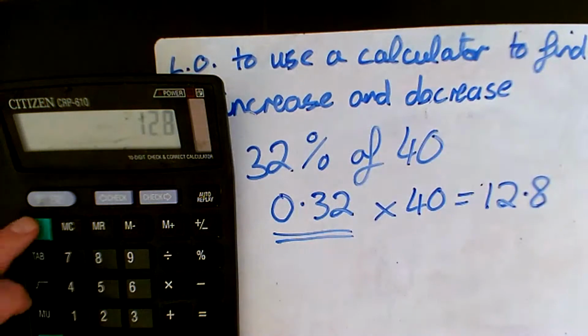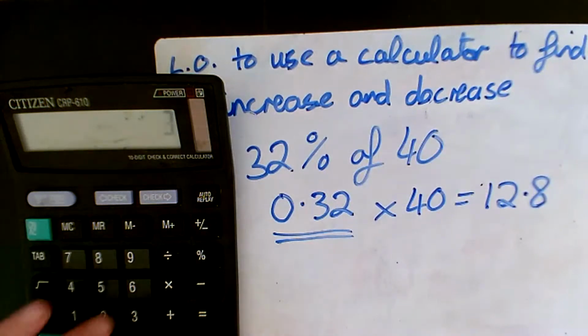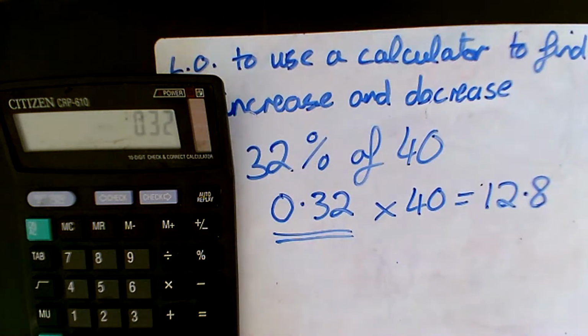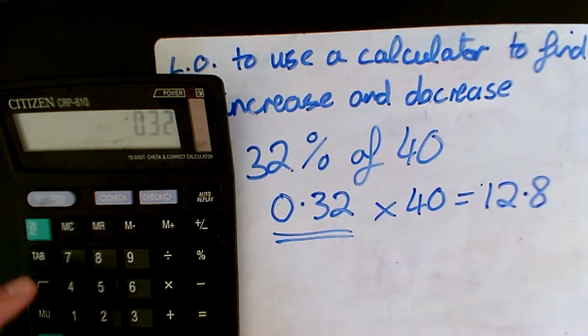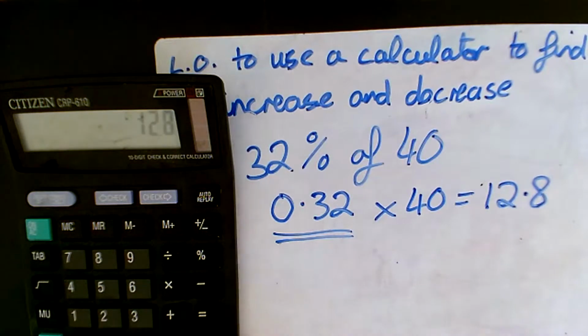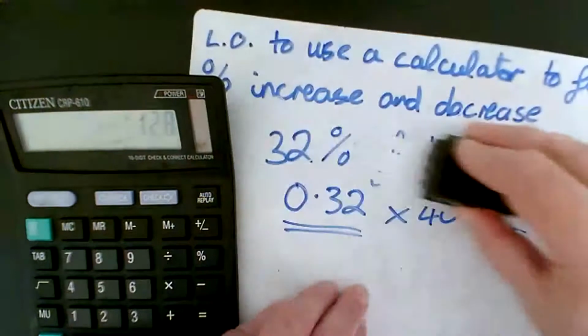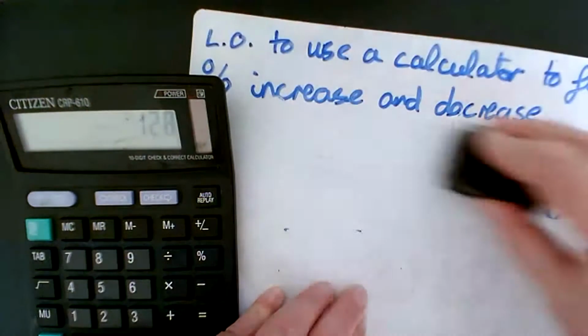And actually, to make that easier, I can just write in my 32, divide it by 100 to turn it into a decimal, and then I've got my multiplier, times it by 40, 12.8. Much easier than going through the rigmarole we did yesterday, didn't we, and the day before, and so on.